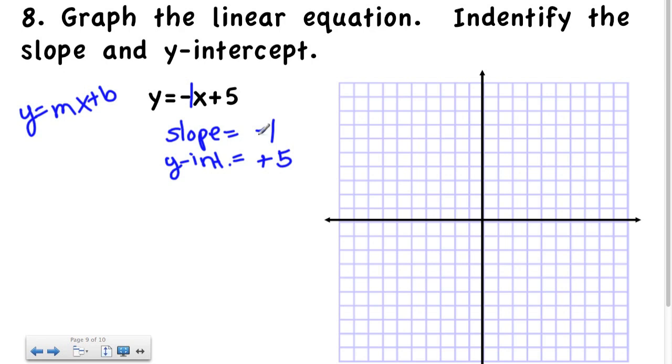And then it says graph the linear equation. So we're going to start with our y-intercept first. So 1, 2, 3, 4, 5, because this is our y-axis and this is our x-axis, so it's at +5. And our slope is -1. So -1 can also be written with a 1 over it. So you have -1, so you're going to go down 1 from that point and over 1. So that's our next point. And then you just connect the dots.